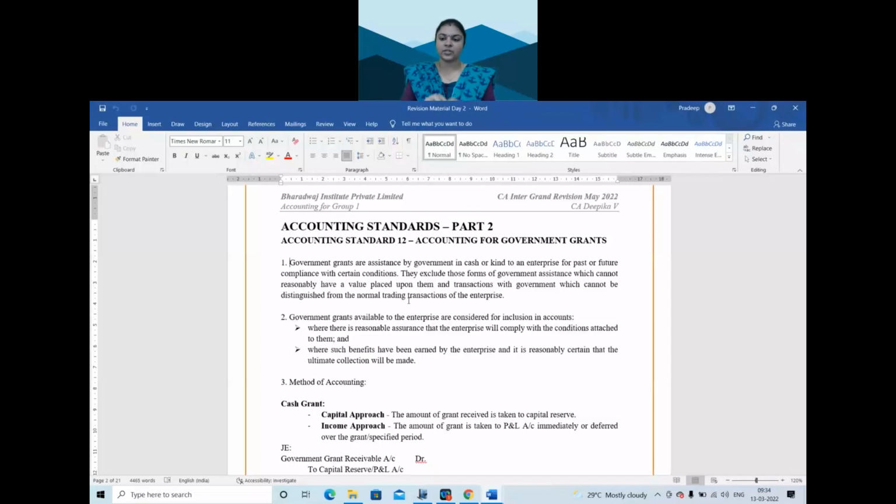So here I am splitting it into 2 parts. First, government grants, they are assistance given by the government, be it state government or central government or any form of government. And it is given either in cash or in the form of assets or any other kind, okay, for past or future compliance. A grant is not generally given simply by the government. So it is given with a purpose. So what is the purpose? It could be to motivate that particular industry or upbringing of a backward area, something like that.